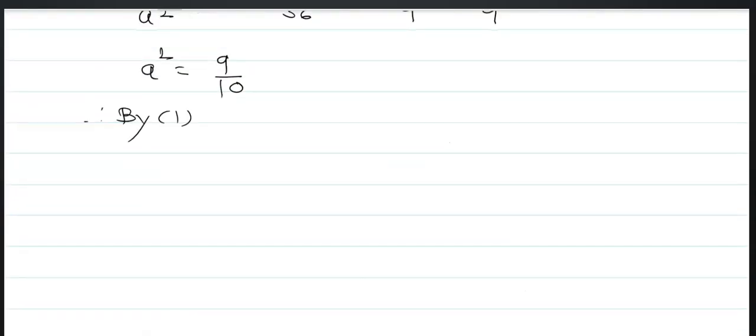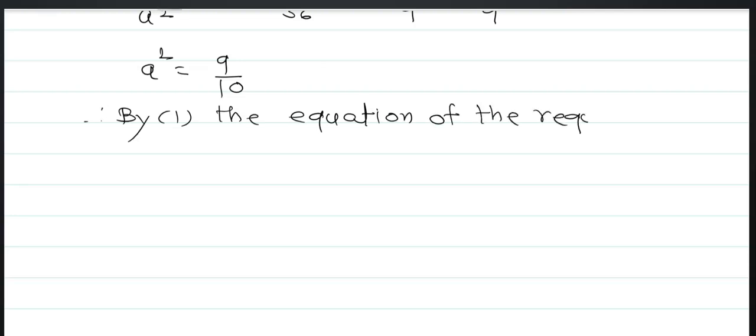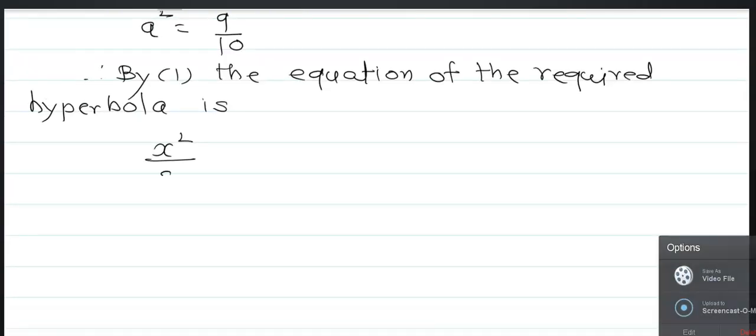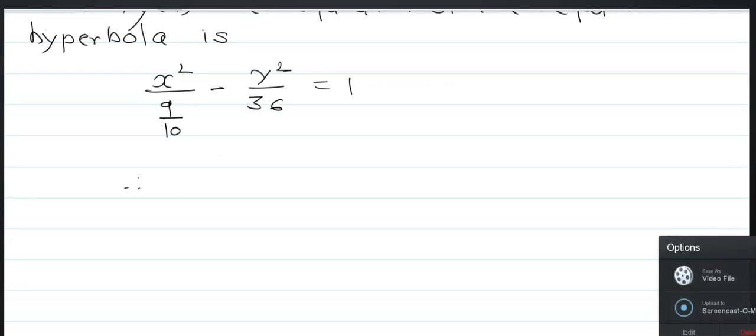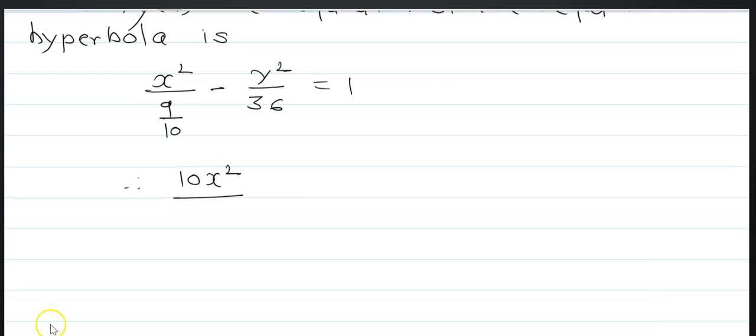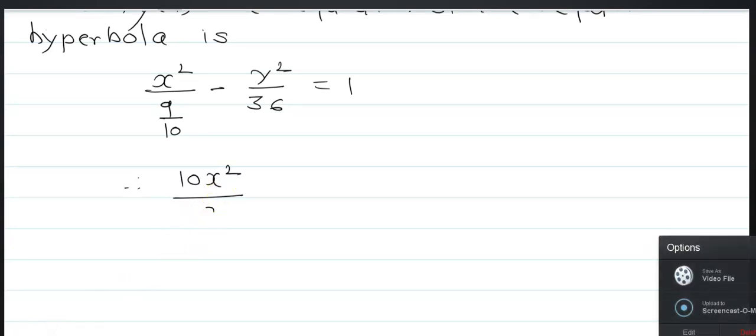Therefore, by 1, the equation of the required hyperbola is x square upon a square minus y square upon b square, that is x square upon 9 upon 10 minus y square upon 36, that is equal to 1. That is 10x square upon 9 minus y square upon 36 is equal to 1.